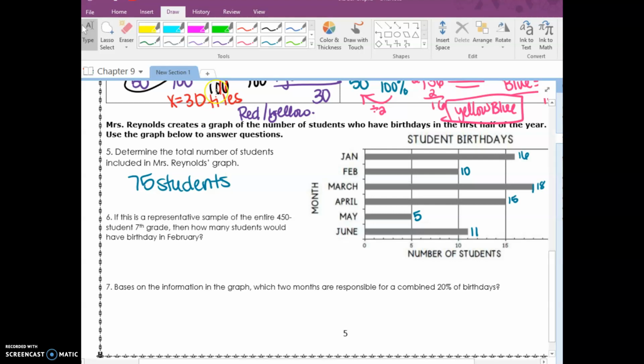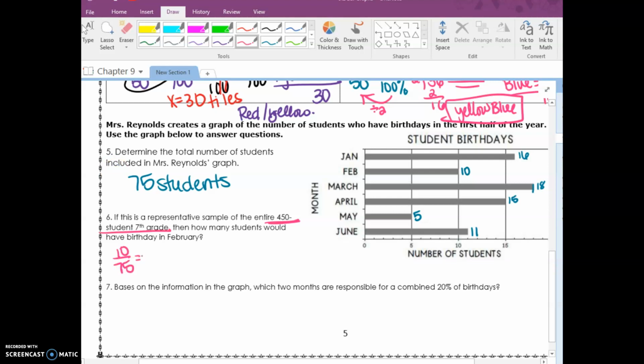So when I solve this, I can solve this using a percent proportion. Okay, so that means I'm going to set up my part to my whole equals percent over 100. Excuse me, I'm going to set this up as a proportion, but not as a percent proportion, because I have 450 7th graders that I want to find. So for February, I have 10 over 75. So that's out of the data that we collected.